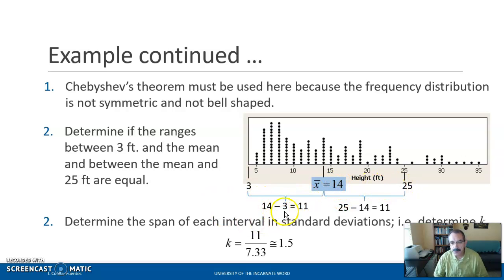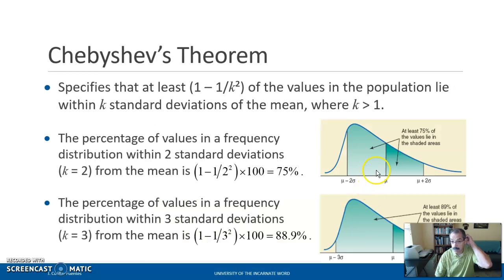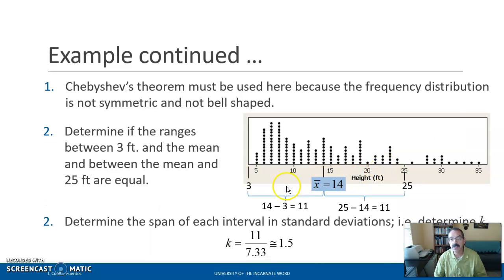So we do that subtraction, and you see there are 11 feet from 3 to 14, and 11 feet from 14 to 25. So the span is the same. And that's what we need, because here we're looking at a given number of standard deviations above and below the mean. So the distance from the mean to whatever number of standard deviations below the mean to whatever number of standard deviations above the mean has to be the same. In this case, we find that the span is the same, 11 units below the mean and 11 units above the mean.